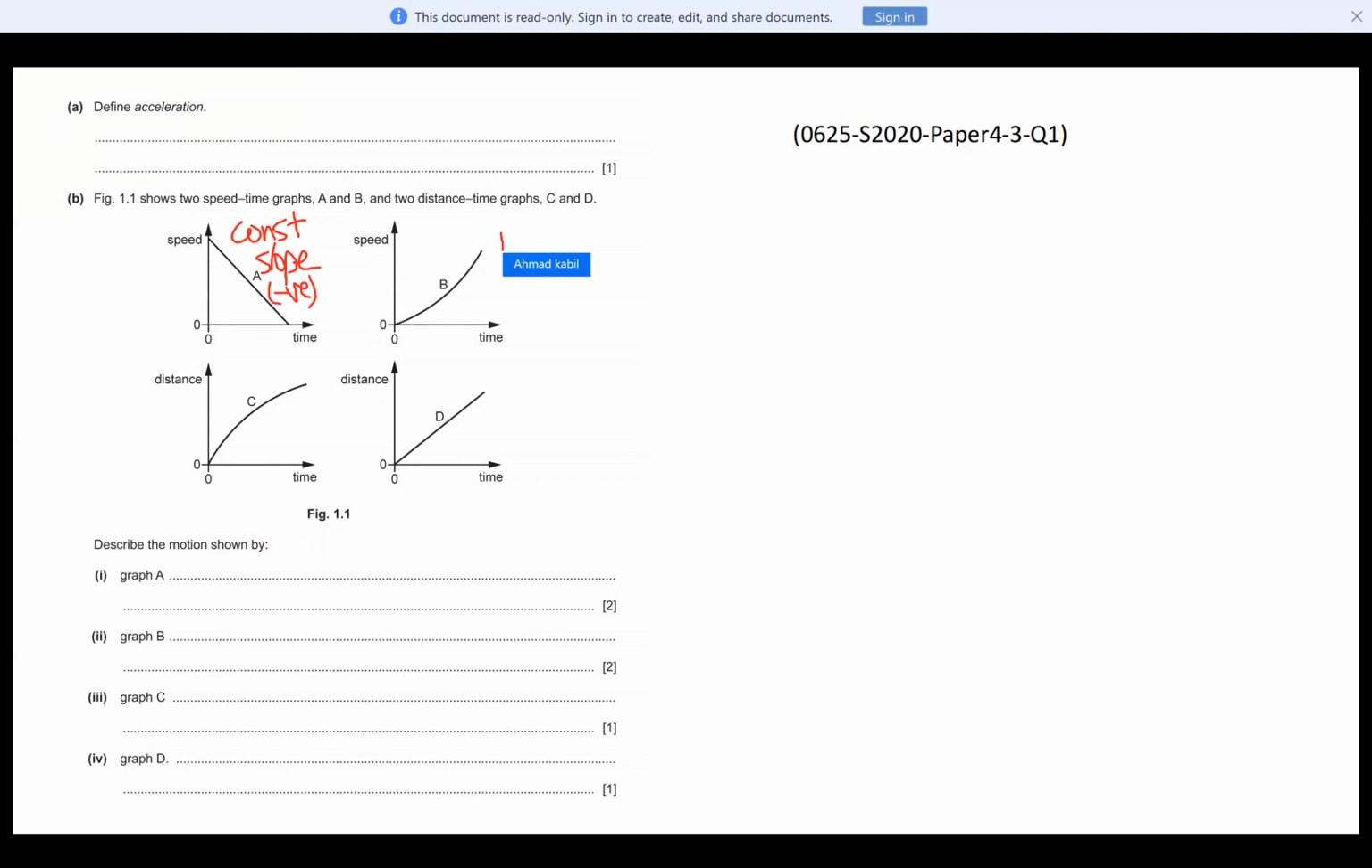Here we have increasing positive slope. Here we have constant positive slope. And finally, for C, we have decreasing positive slope.